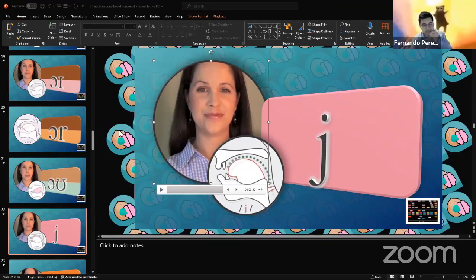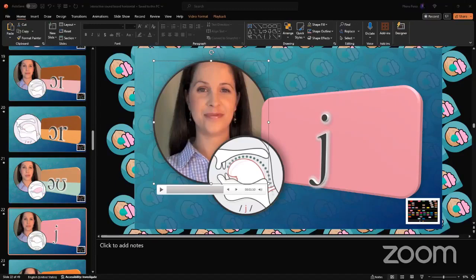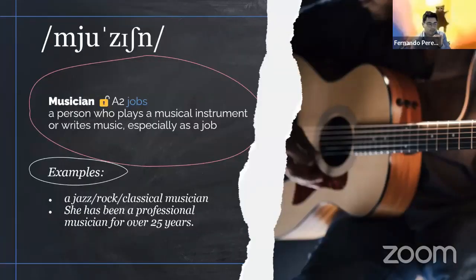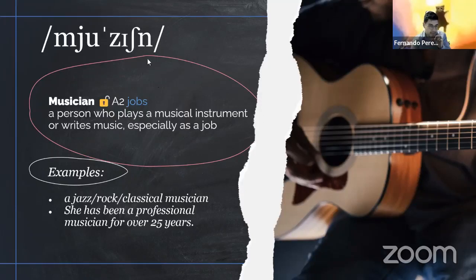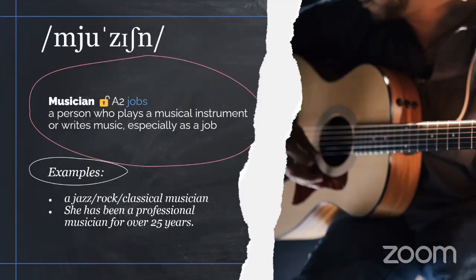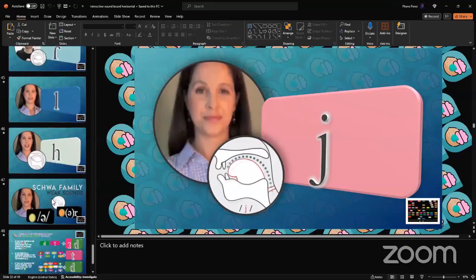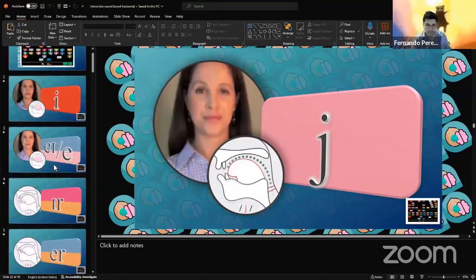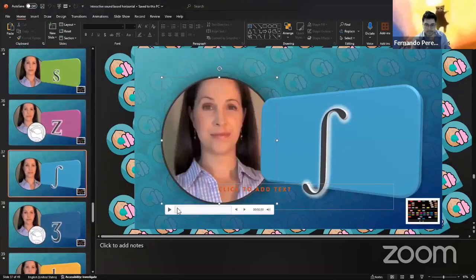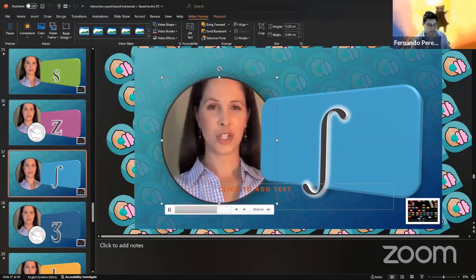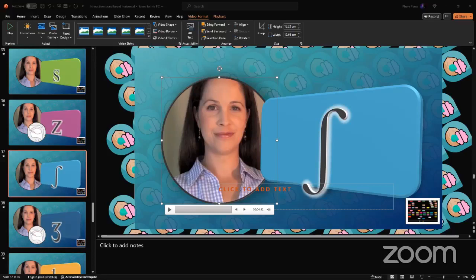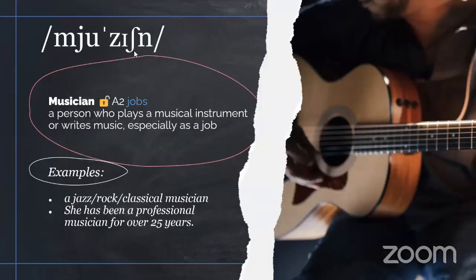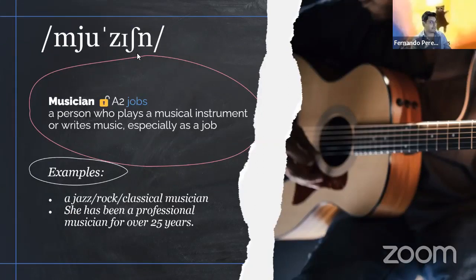But it's not j, it's not friction. So, mu-sing. This is not ng. Let's go again with the symbol. This one. Right. Okay, musician. Perfect. Everybody, pronunciation.